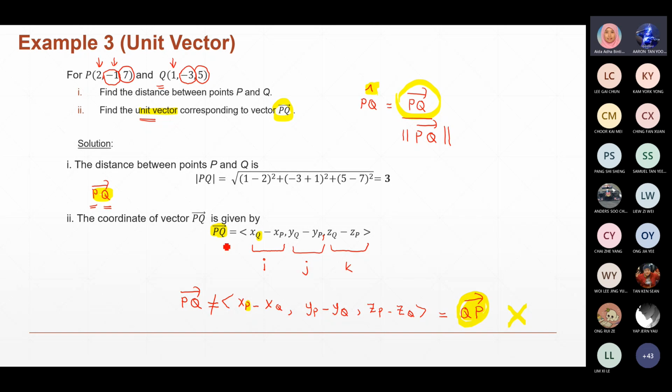So the tip here: just look at the point at the back, which is Q. You start everything, the first term of each component, with the coordinate Q. Here you can see this one starts with P. Therefore, this refers to the vector QP, not the vector PQ. So please take note.